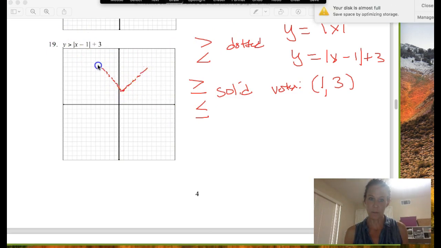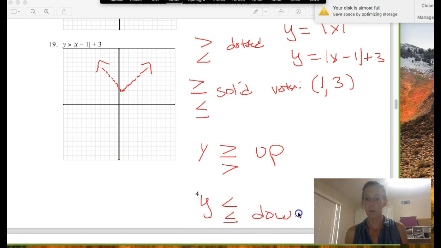for my absolute value. And since y is greater than, I shade up. If y was less than or equal to, I would shade down. So I want the y values that are greater than this absolute value, so I'm going to shade up. So it's going to be all of this. Once again, it's really hard to shade with the mouse. You could do it better with a colored pencil, but that's what it should look like.